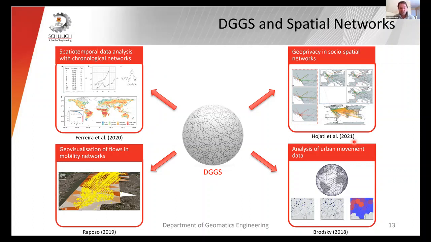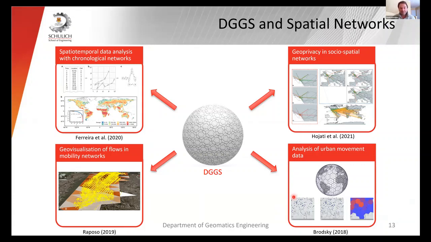More recently, in 2021, there was a study that used a DGGS to support geoprivacy needs of users, for example, by using cells to introduce uncertainty into a user's location when sharing spatio-temporal data, in this case, socio-spatial networks. Back in a couple of years ago, 2019, Raposo highlighted the potential of using a DGGS to visualize large volumes of origin destination data at different spatial resolutions in support of the growing interest in mobility network studies.